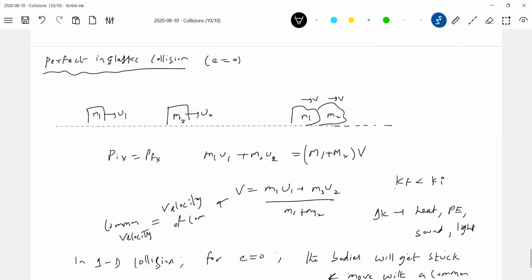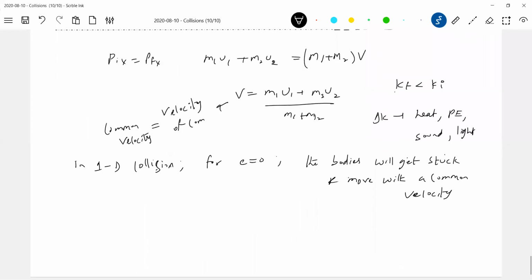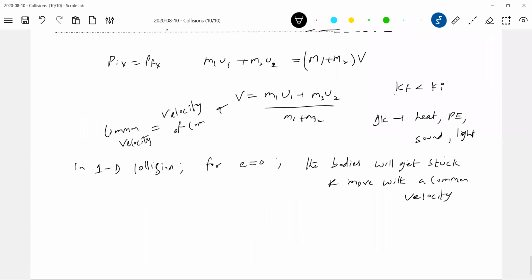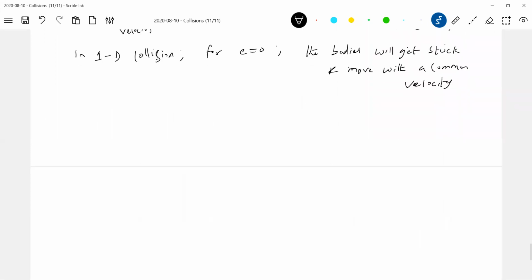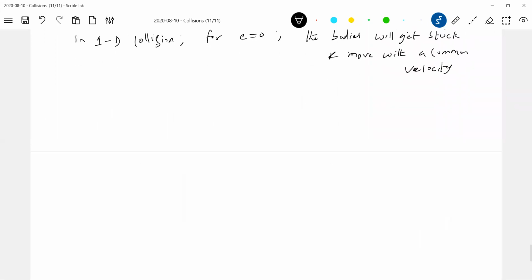Okay, let's focus on the coefficient of restitution. Once again, we'll come back. The value of e, the coefficient of restitution, what does it depend on? Analysis of e. Well, it depends on the material, the type of material.